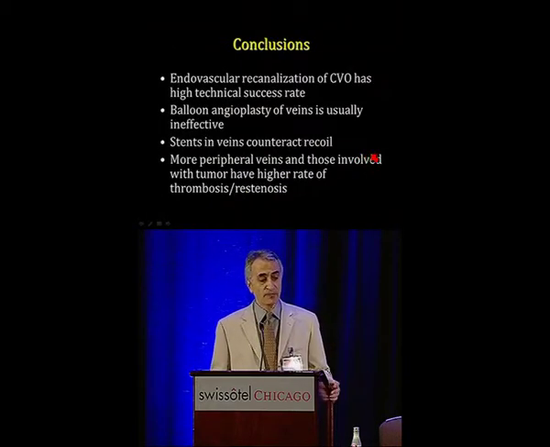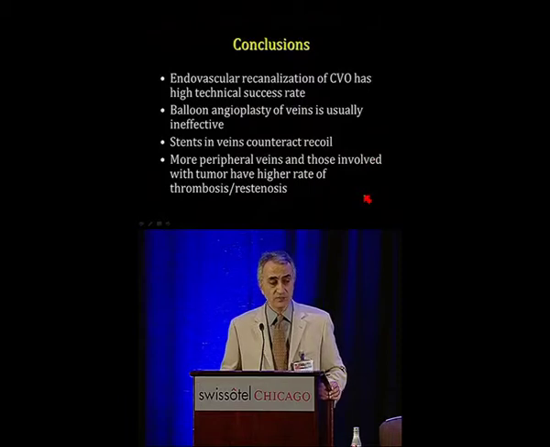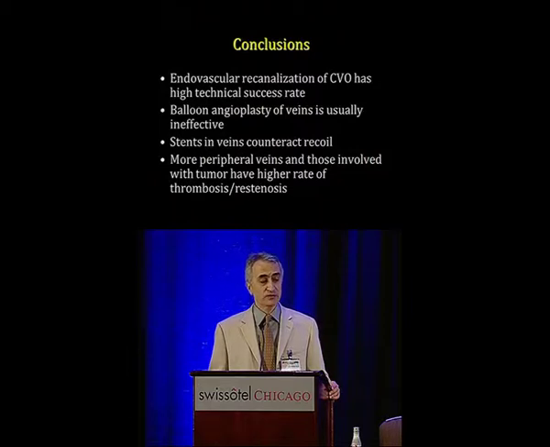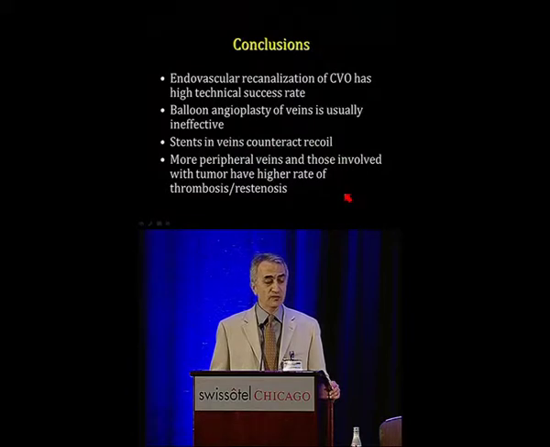So in conclusion, endovascular recanalization of chronic venous occlusions has a high technical success rate. Balloon angioplasty is usually ineffective. They're totally occluded in non-dialysis patients. Stents in veins counteract the recoil that you get with angioplasty. And more peripheral veins and those involved with tumor have a higher rate of thrombosis and restenosis.